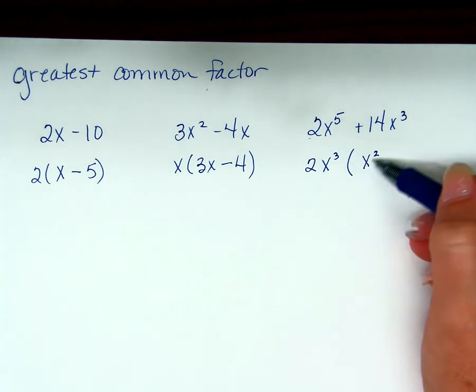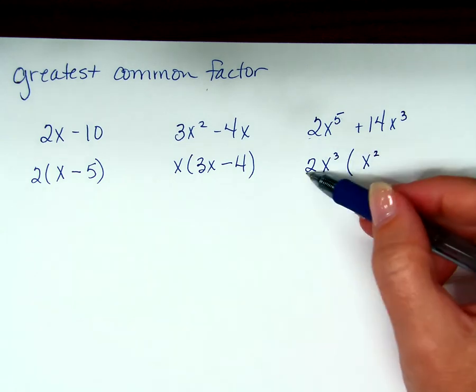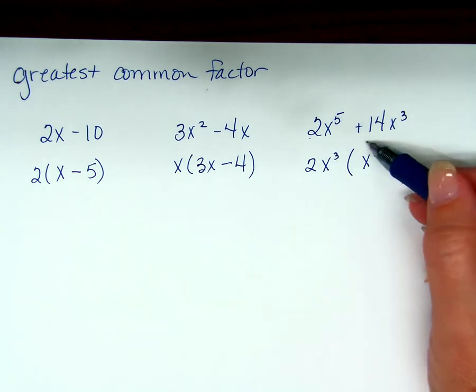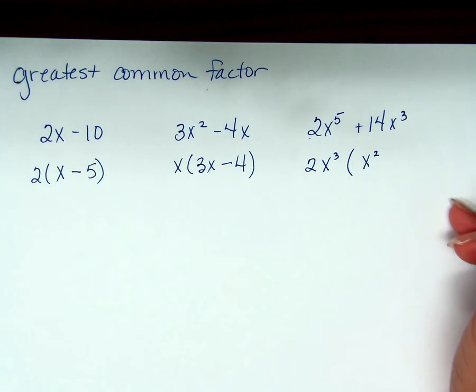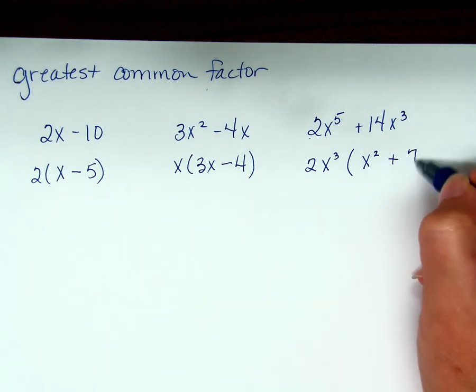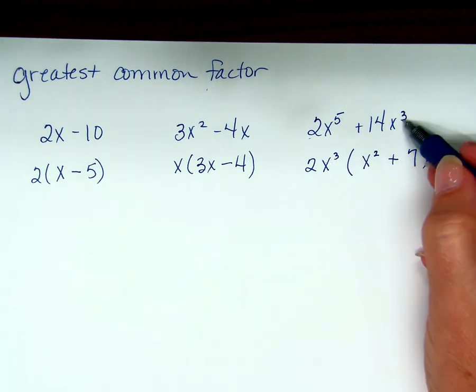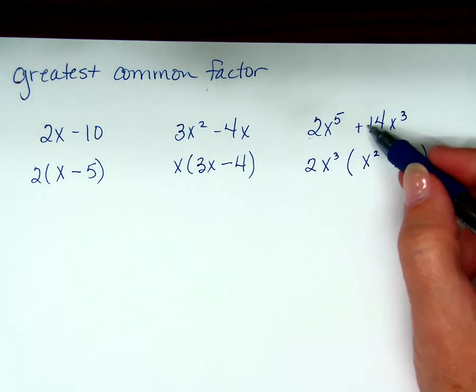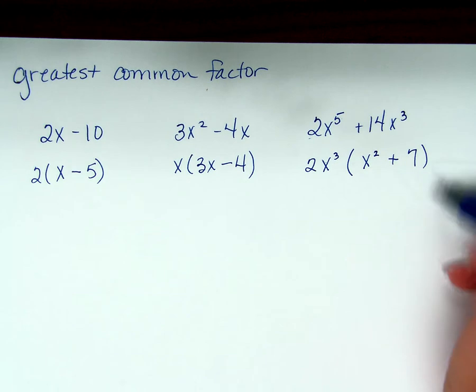So, we have x squared left when I divide the first term by 2x to the third, right? What if I divide the second term by 2x to the third? What do I have left? 7. X to the third divided by x to the third is just 1. And then 14 divided by 2 is 7.